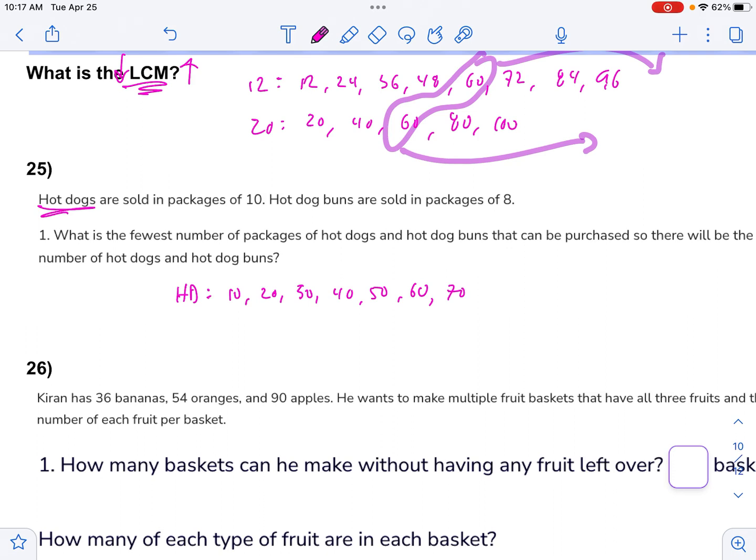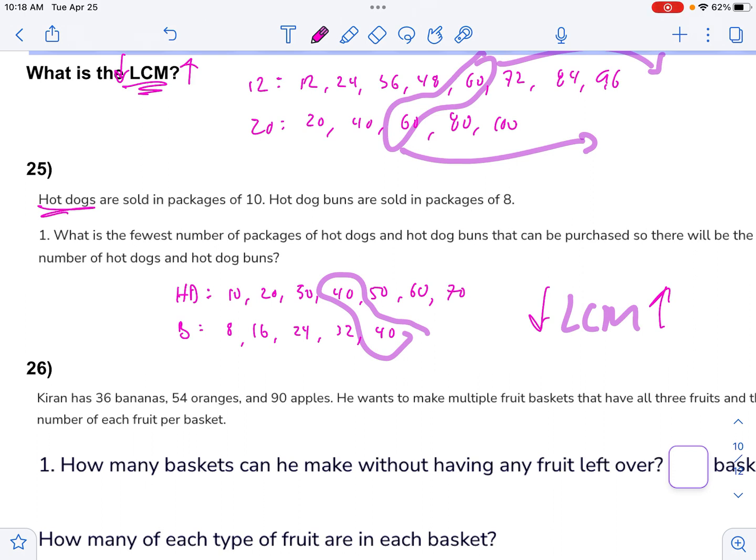Okay, so packages of 8. These are the buns. So we have 8, 16. We're looking for where they match. 24. Any matches yet? Nope. 32. Match? Nope. 40. Oh, ding, ding, ding! We found it. The least common multiple. The smallest big number. 40.